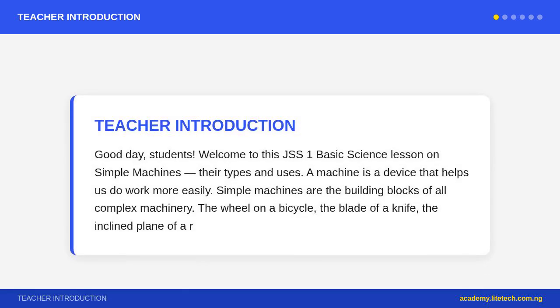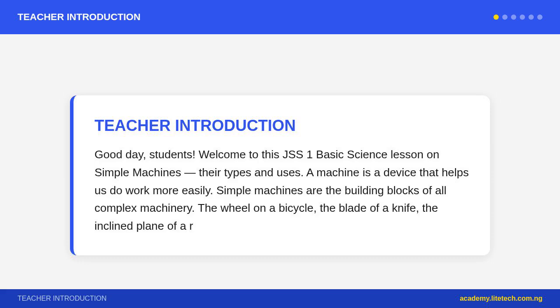A machine is a device that helps us do work more easily. Simple machines are the building blocks of all complex machinery. The wheel on a bicycle, the blade of a knife, the inclined plane of a ramp, these are simple machines that appear everywhere in Nigerian daily life: the palm oil press, the hand pump well, the screw jack, the crowbar.